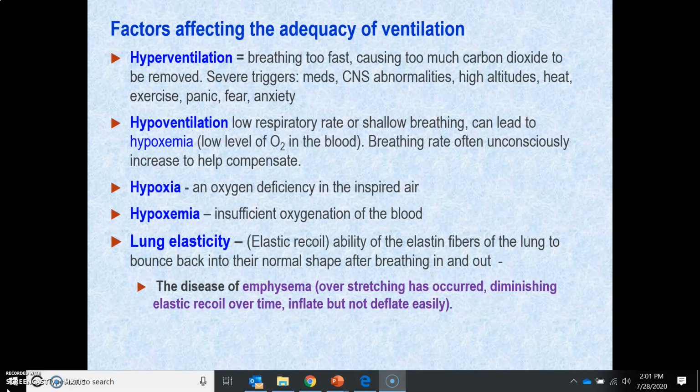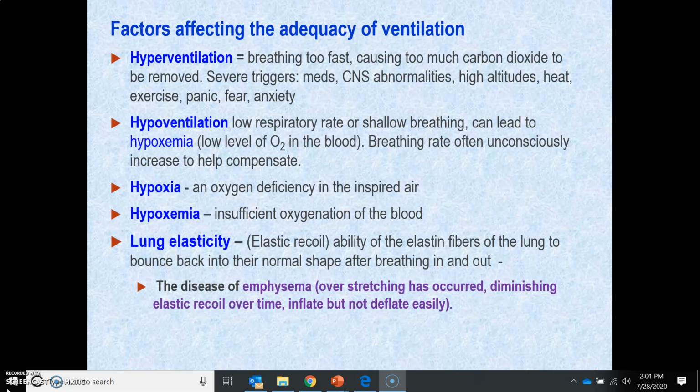On the other hand, we have hypoventilation, where we have a low respiratory rate or shallow breathing. This can lead to hypoxemia or a low level of oxygen in the blood. But unlike hyperventilation, where there's too much CO2, and hypoventilation, we don't have enough CO2, so there's a fine balance. So we will hyperventilate to retain CO2. We will hypoventilate. I'm sorry, I said that backwards. We will hyperventilate to get rid of it, and we will hypoventilate to keep it.